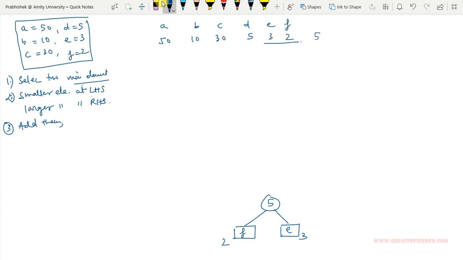So I will include it here in the table. But the two characters which were merged and added will not be used further, so I will delete them, I will cut them. Okay, so remember these points, how you are going to solve this question. After doing this, I will include this 5 in our table. I did that. Now what to do?